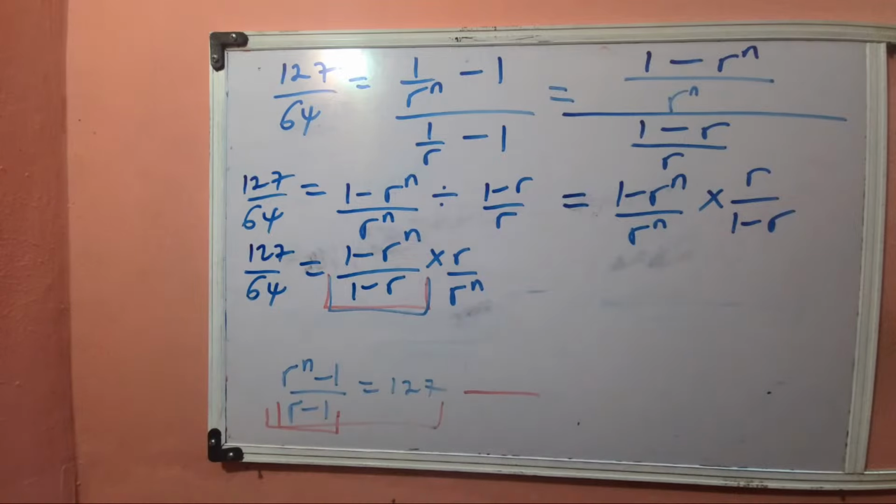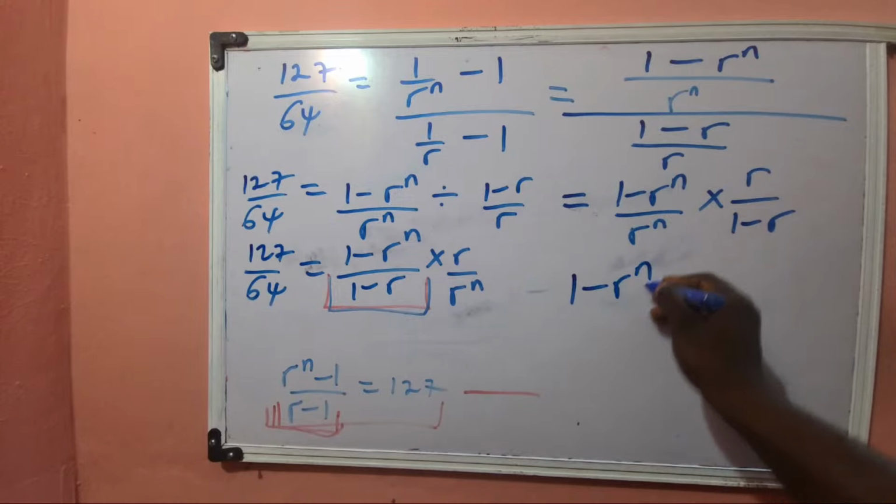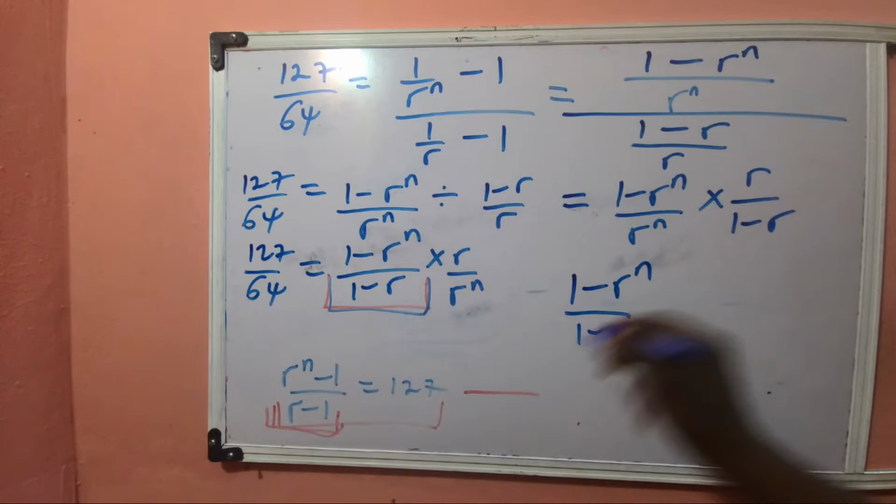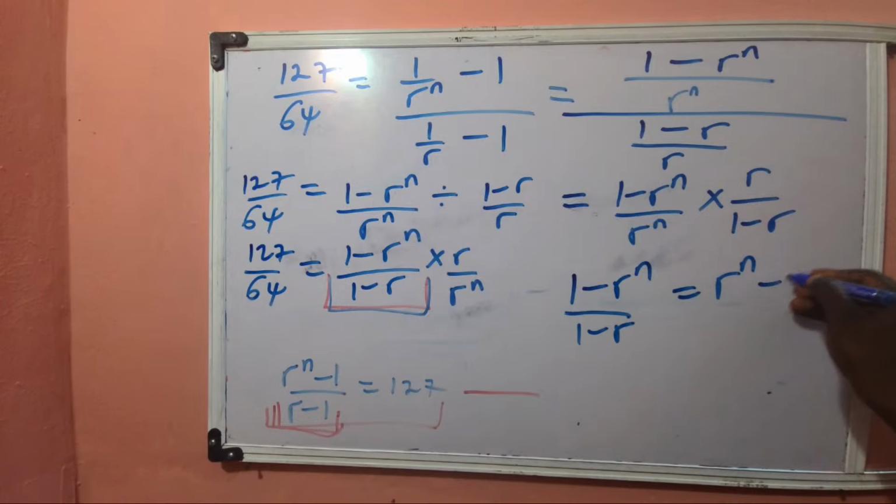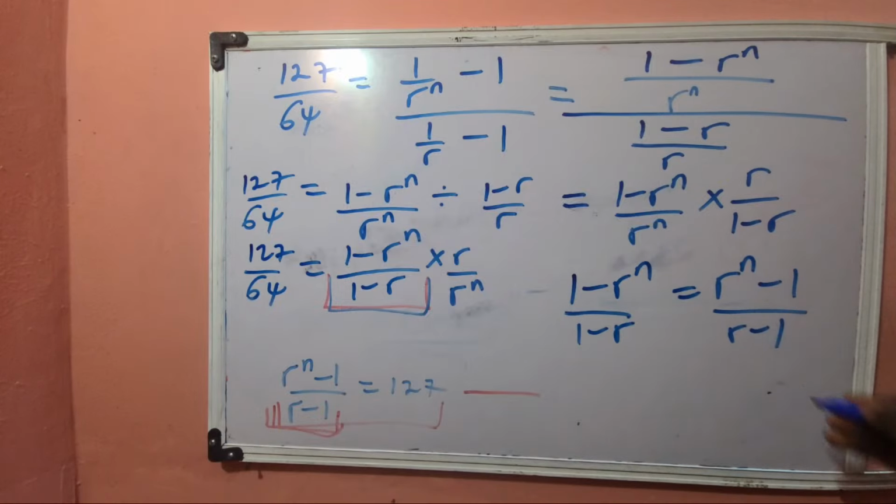One thing that was supposed to happen was, you see this thing here, let me prove to you that these two things are actually the same thing. 1 minus r raised to power n over 1 minus r is the same thing as r raised to power n minus 1 over r minus 1. You may be wondering, why is it the same thing? Look at it.